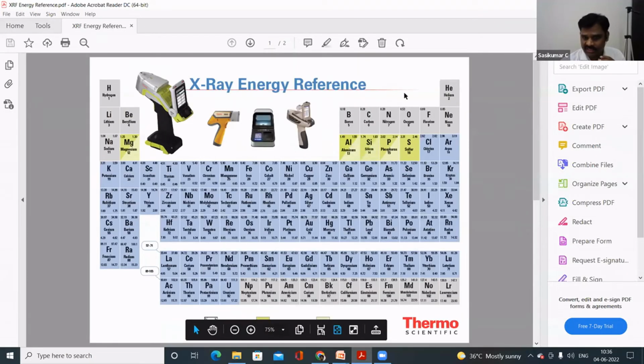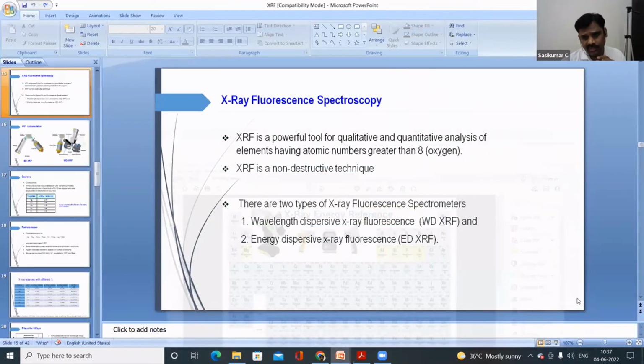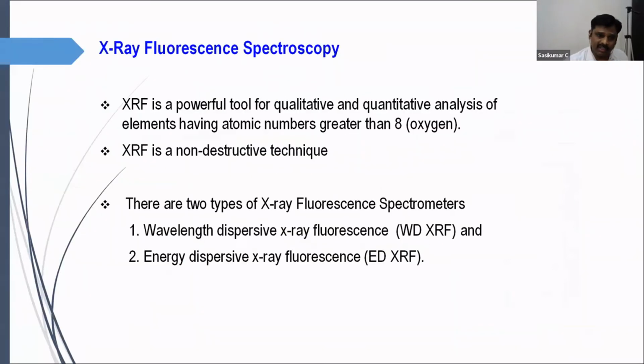So please look into this table again, the XRF energy table. Up to oxygen, you cannot see very clearly. Of course, in some cases a little amount of the peaks will be available, but it is really difficult for the detector to identify these elements. So below oxygen, it will be really difficult for us to identify the element. And XRF is a non-destructive technique. You don't need to break your sample.